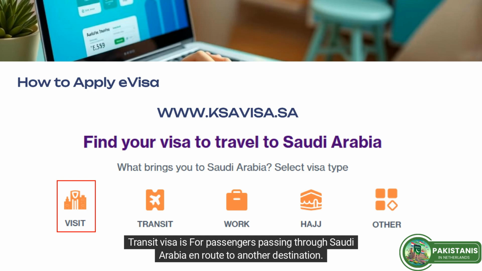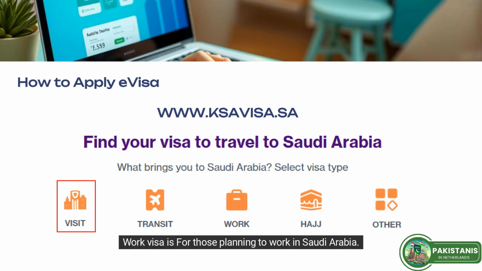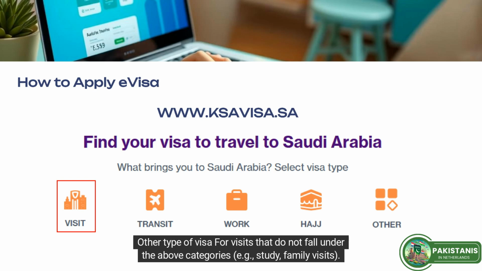Transit visa is for passengers passing through Saudi Arabia en route to another destination. Work visa is for those planning to work in Saudi Arabia. Hajj visa is specifically for people traveling to Saudi Arabia for the annual Hajj pilgrimage. Other type of visa is for visits that do not fall under the above categories, for example, study, family visits.